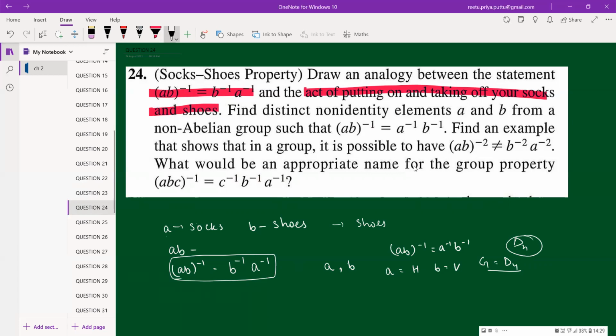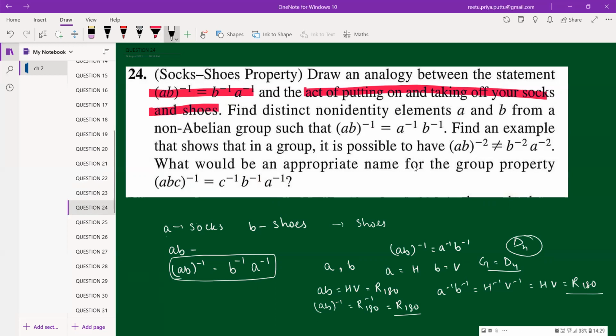Okay. So what happens is AB is equal to HV, which is equal to R180 basically. Now what happens to (AB) inverse? It's basically R180 inverse, which is equal to R180. Now we have to do A inverse B inverse, which is equal to H inverse V inverse, which is equal to H V, which is equal to R180. Now you can see that this and this are equal. So we are able to find the example.